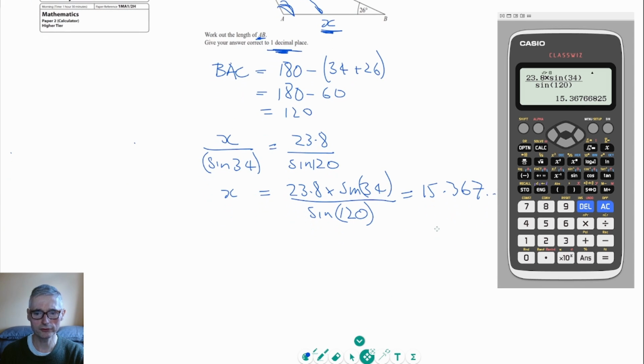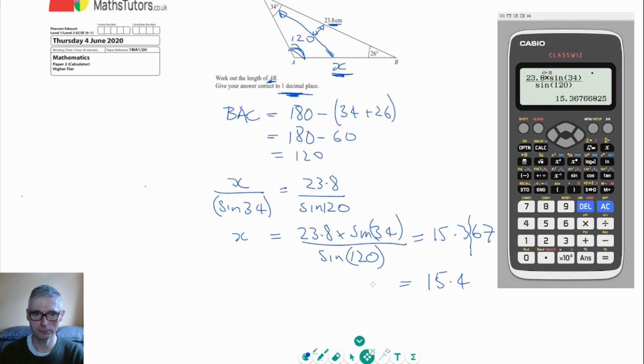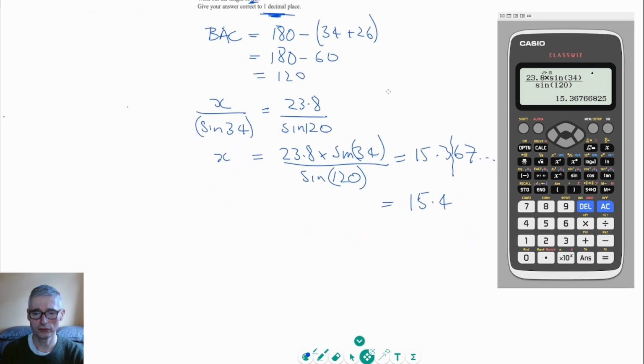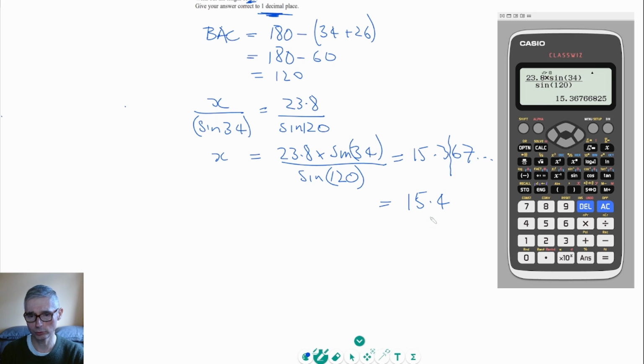Then we've got to do it to one decimal place, so that just means cutting it off at that point. Because the 6 is 5 or more, we're going to add 1 onto the 3. So that's going to become 15.4. Importantly, we also need to use the correct units. The 23.8 was in centimetres, so this one is going to be centimetres as well. There we go, and we've done it.